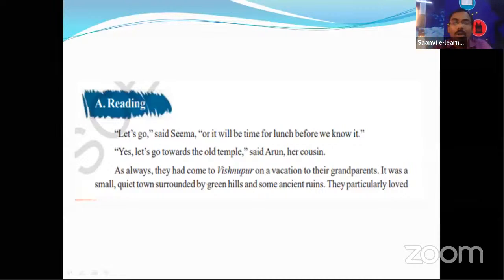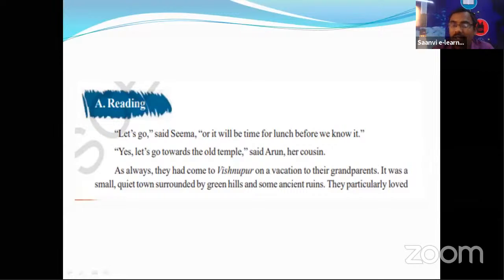"Yes, let's go towards the old temple," said Arun, her cousin. So here Seema and Arun were cousins. They were planning to play a game. So that's why Arun said to her, let's go towards the old temple. So they are going to the old temple to play a game. As always, they had come to Vishnupur on a vacation to their grandparents.